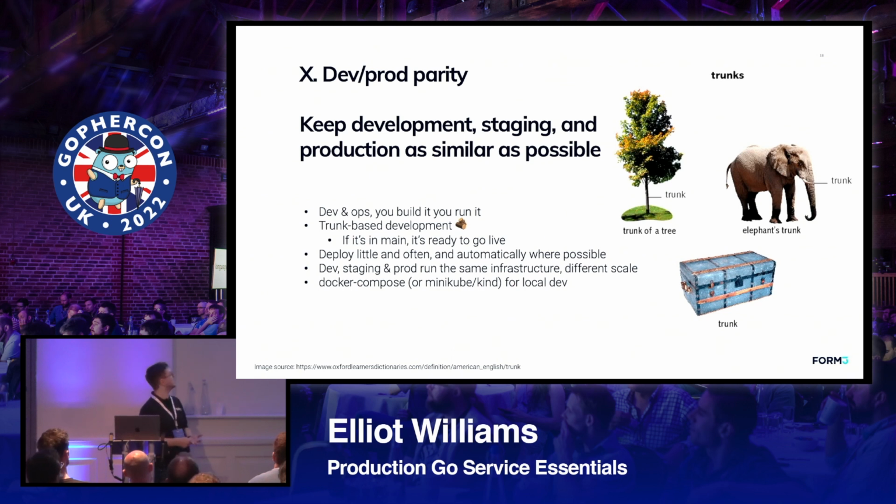Like we said earlier, your dev, staging, and production should be as similar as possible. They should run basically the same infrastructure at a different scale wherever possible. And when I say dev, I mean a development hosted environment rather than your local environment. For your local environment, I recommend something like Docker Compose, or even a whole Minikube or a kind cluster to simulate as closely as possible the real world of your application.